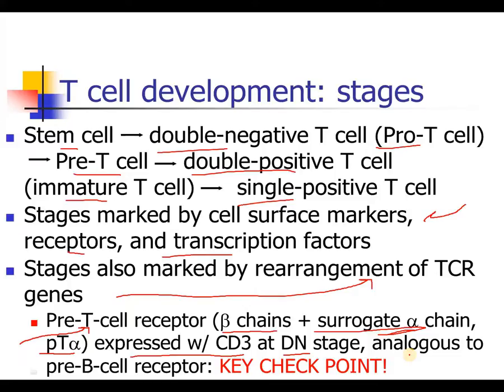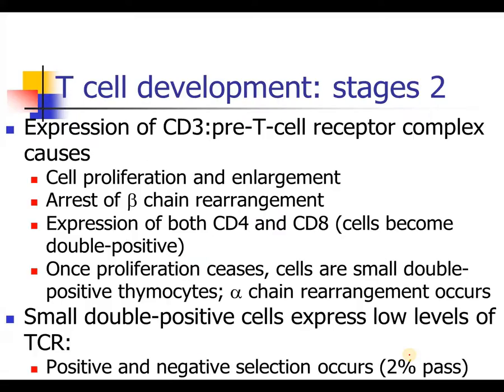Lots of proliferation is going to go on, but a lot of these cells are going to die because they don't have the appropriate rearrangement of their beta chain and expression of that with the surrogate alpha chain. So you need lots and lots of proliferation. If there is appropriate expression, these pre-T cells can move on. The expression of these pre-T cell receptor complex with CD3 causes lots of cell proliferation and enlargement.